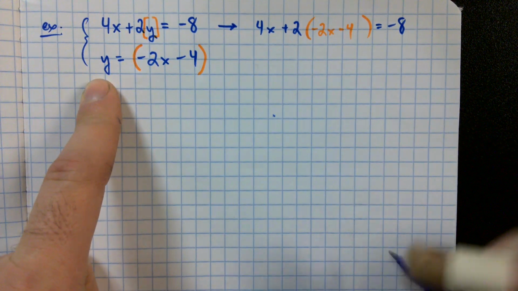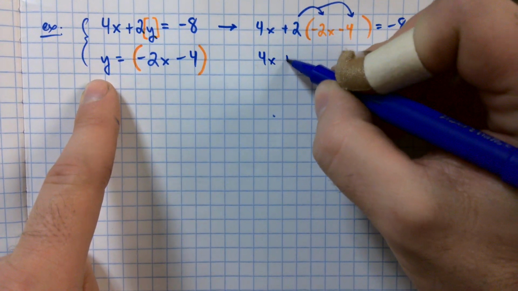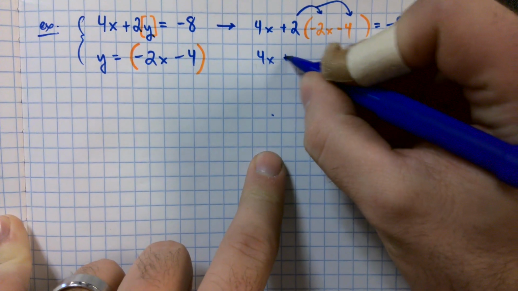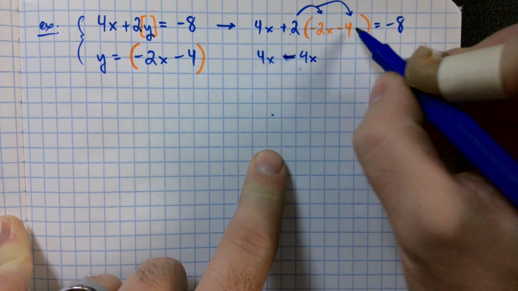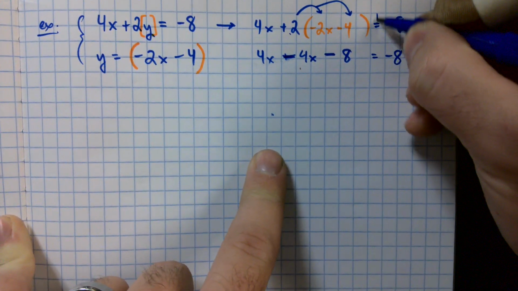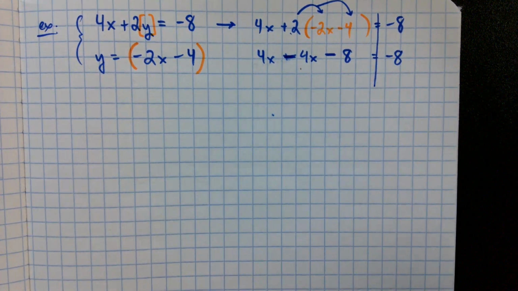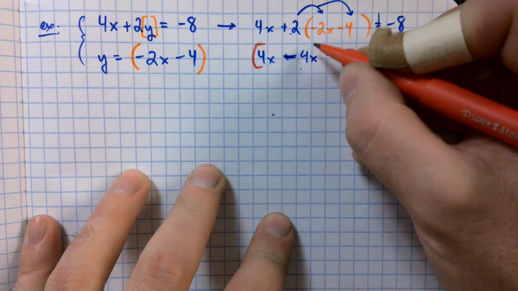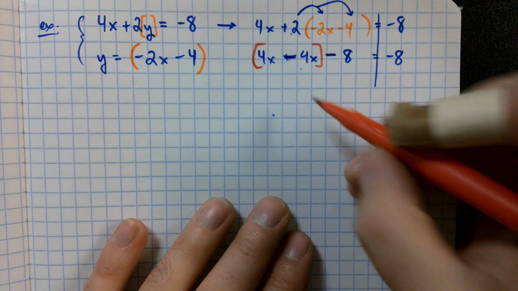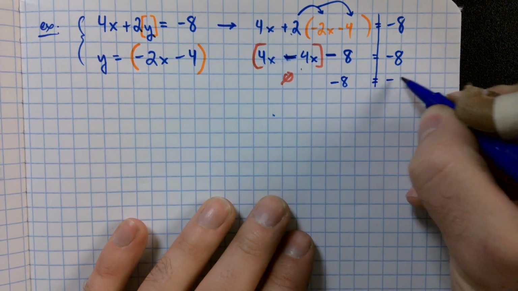What am I going to do with this 2? We're going to distribute it. So I've got a 4x in front plus, what's 2 times negative 2x? Negative 4x. What's 2 times negative 4? Minus 8 equals minus 8. What am I going to do now? Combine like terms. Gurpreet, what is 4x minus 4x? 0. So I'm left with negative 8 equals negative 8.